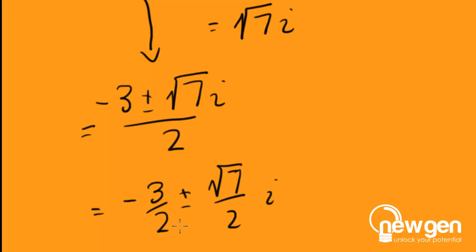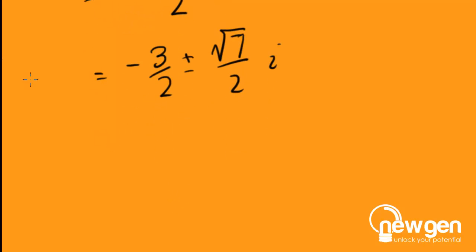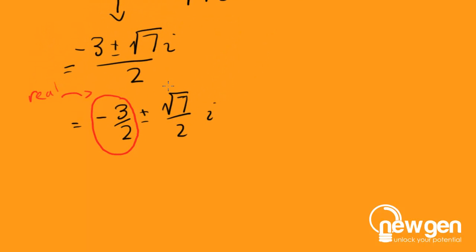I'm going to split this fraction apart and have minus 3 on 2 plus minus root 7 on 2 i. And this represents the two complex solutions. The reason I split it apart is so I can clearly see two components. There's one component which is just a real number, and we call that the real component. The component over here, plus minus root 7 on 2, is next to the i, and we call that the imaginary component. And so a complex number has a real component and an imaginary component.